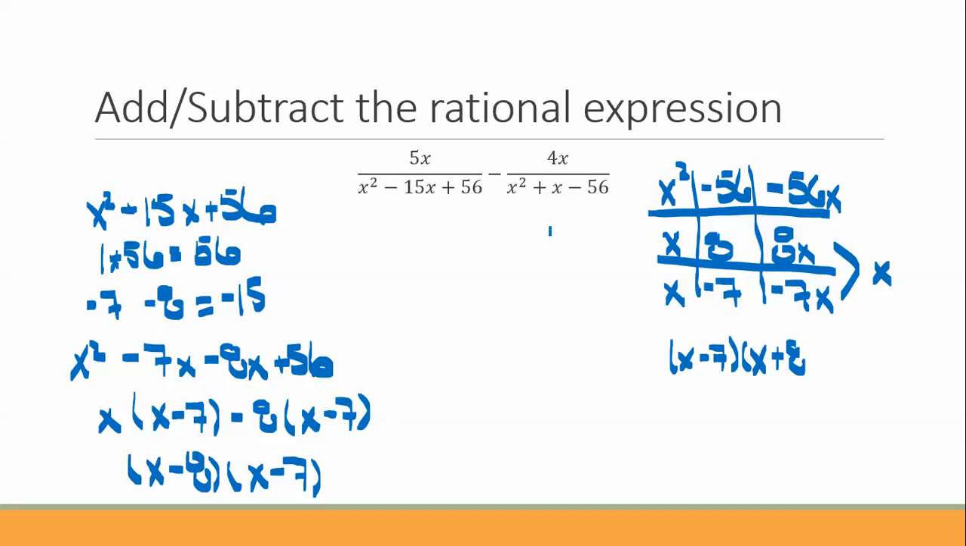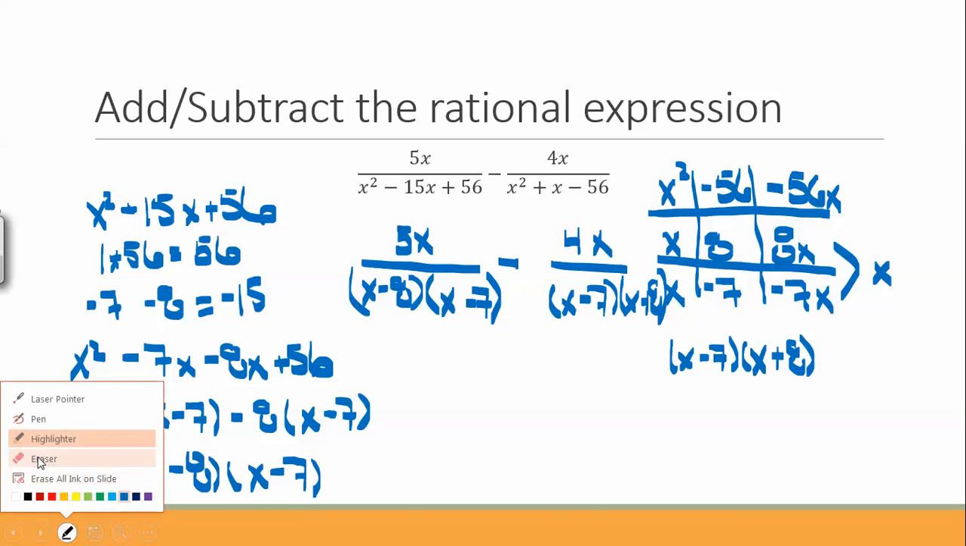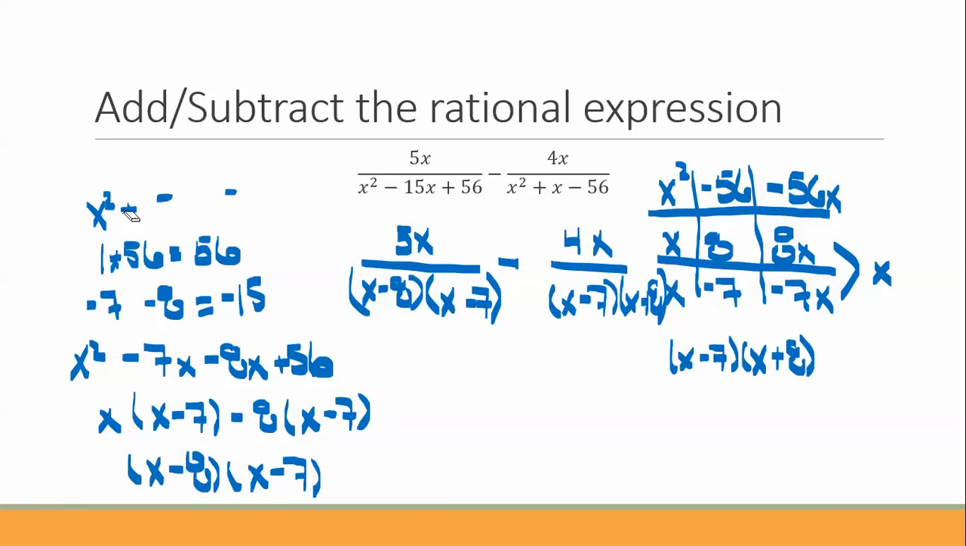So when we have these two factored, we have 5x over x minus 8, x minus 7, minus 4x over x minus 7, x plus 8. I'm going to leave it to you to check both of the factorings. And now I have to do some erasing.